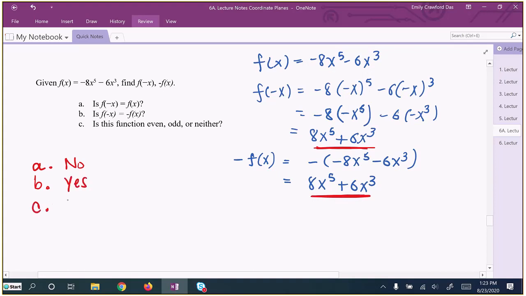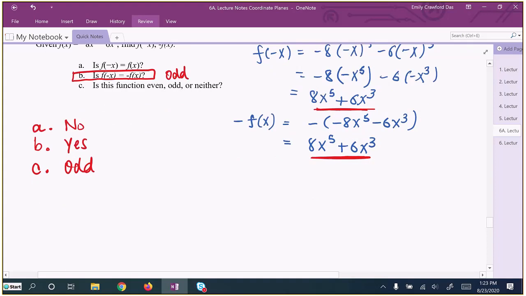So is the function even, odd, or neither? We say odd. We already know that if A was true, the function would be even, but it's not. B is true, so the function is odd.